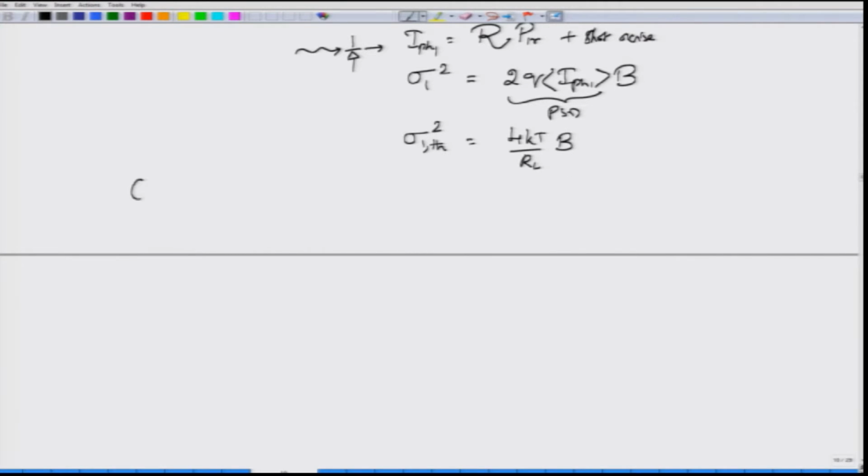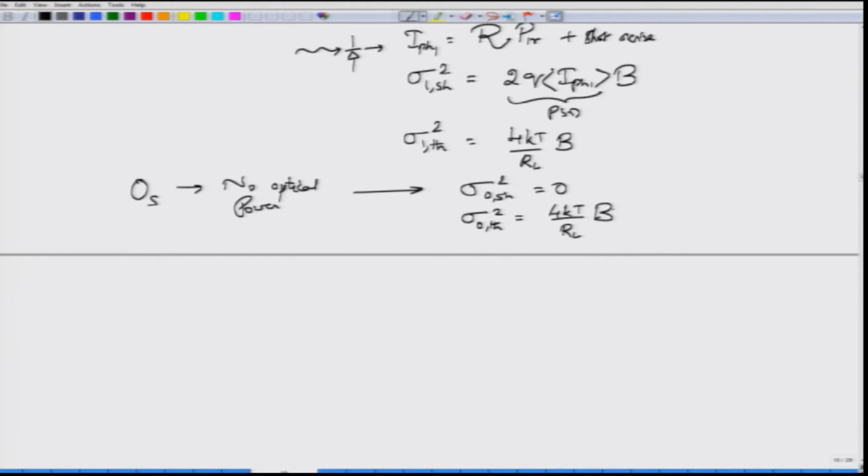The case with symbol 0 is very simple. With 0s you are not transmitting any optical power. So, therefore, there is nothing that is being received. So, you do not get any shot noise: sigma 0 shot noise square is equal to 0, because there is no optical power, and we have assumed that all the background light is gone. Okay. So, what you get is only the thermal noise, and thermal noise is independent of the optical power, and anyway in this case there is no optical power. So, this is the thermal noise.